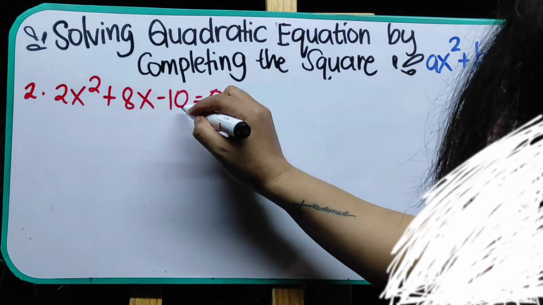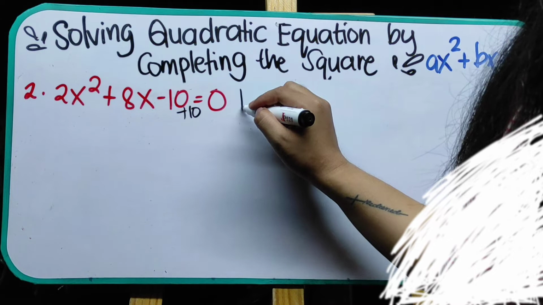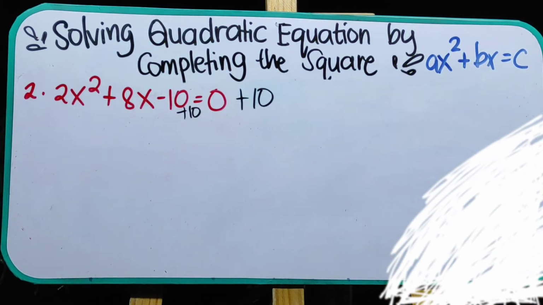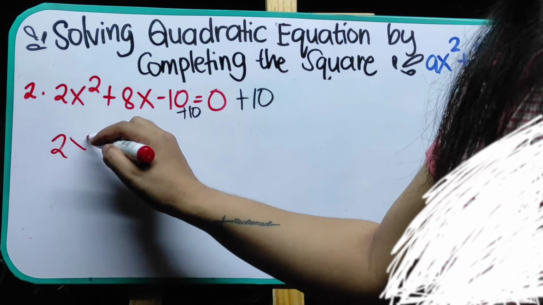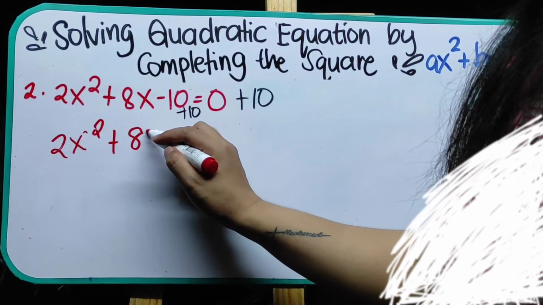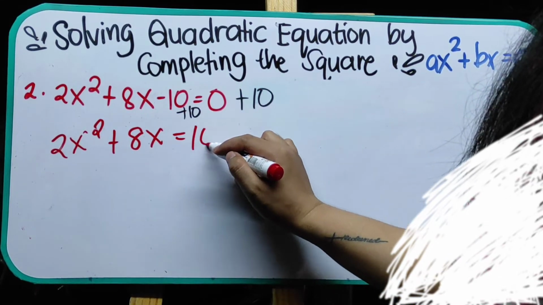Add ng 10 dito, by addition property of equality. Siyempre, kailangan mag-add din kayo ng 10 dito. Okay, so ang kalalabasan, magkakaroon tayo ng 2x squared plus 8x equals 0 plus 10, that is positive 10.